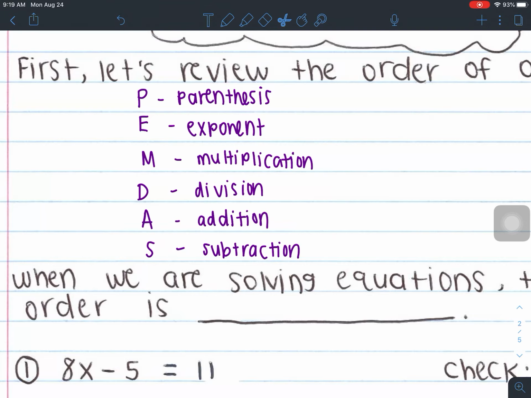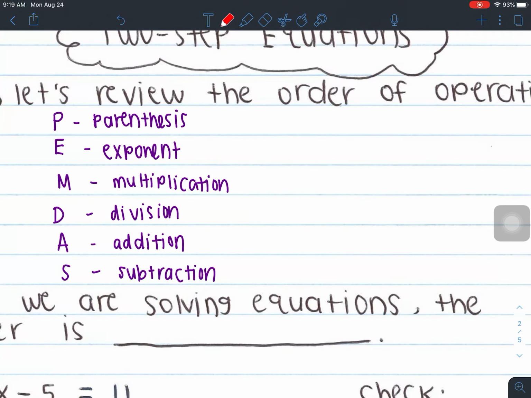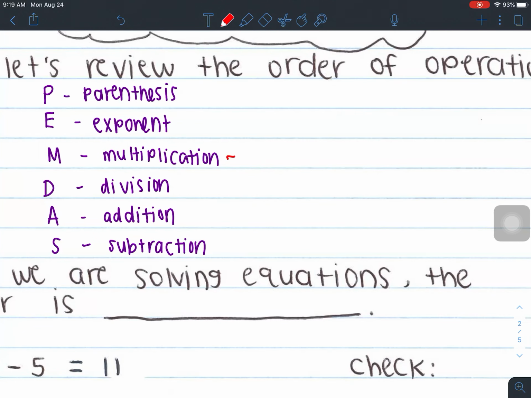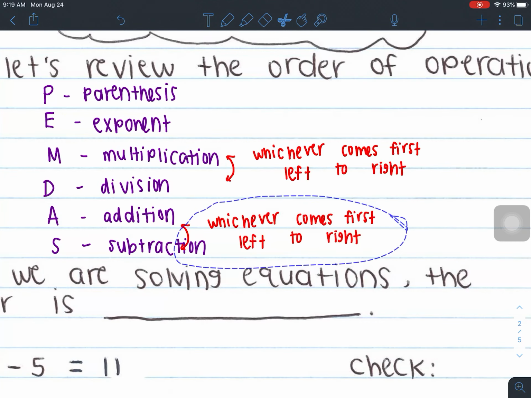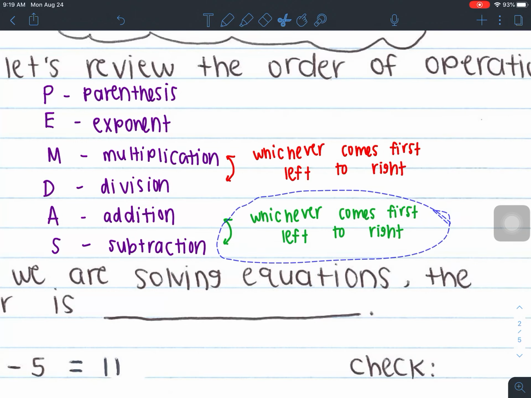All right. So these are our order of operations, and we want to make sure that we remember that with division and multiplication, it's whichever comes first, left to right. I'll go ahead and copy this as well. Paste it down here with addition and subtraction. So the exact same rule applies here. Whichever comes first, left to right for addition and subtraction as well.